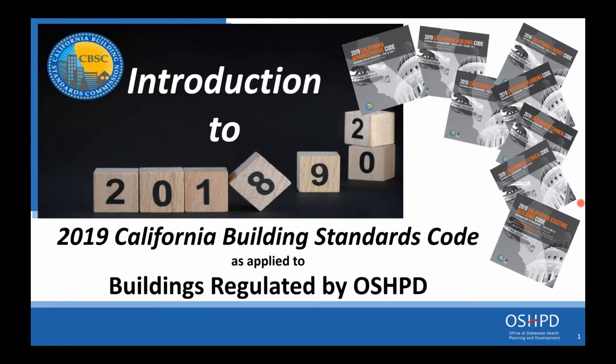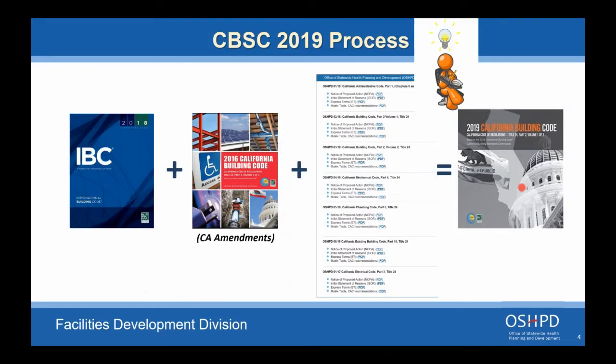Okay, we're going to go ahead and get started. This is an introduction to the 2019 Building Standards Code. We'll be covering a lot of information in 4 sessions as we go through. So what we do to get the 2019 code together is we take the International Building Code, the 2016 Building Code cycle, and then we take the OSHPD amendments that have previously been submitted as well as the future ones that we're proposing, put that all together, and we get the 2019 CBSC, the whole Building Standards Code.